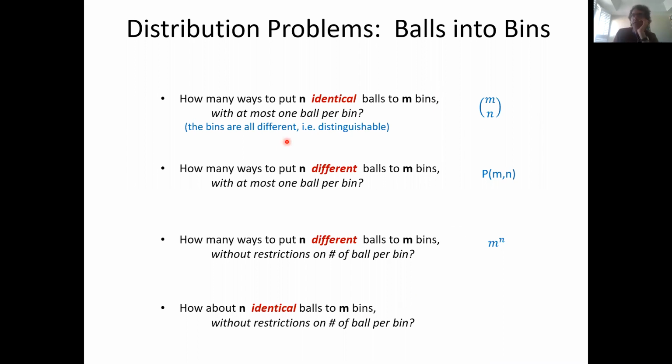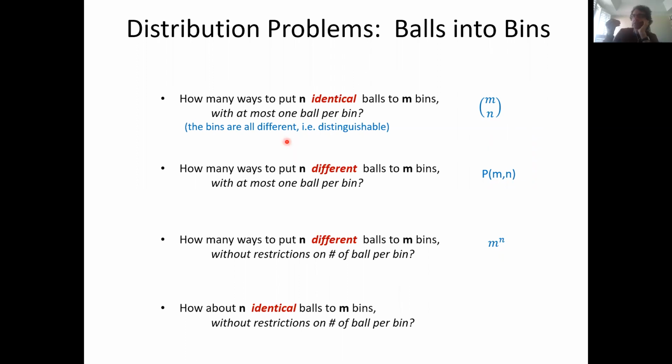Does this remind you of something? What you're doing, you have these indistinguishable balls. They're all the same. They have no labels.